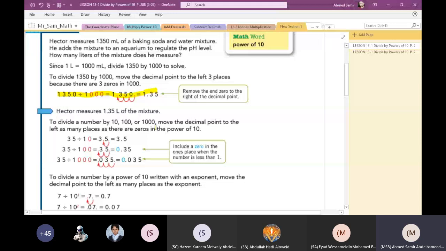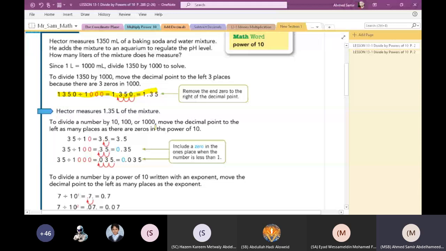1, 2, 3. Right? That's why the answer can be like this, or we can add a 0, but a 0 to the right after the decimal point would be like nothing, right? So the answer would be 1.35 or 1.350.